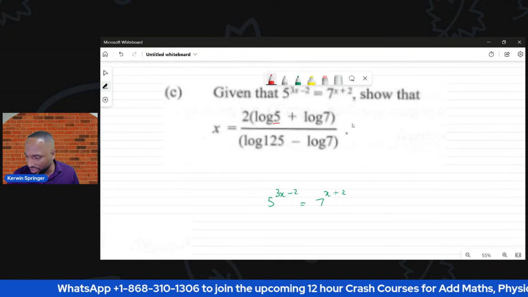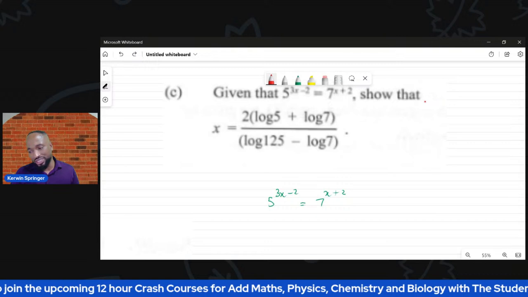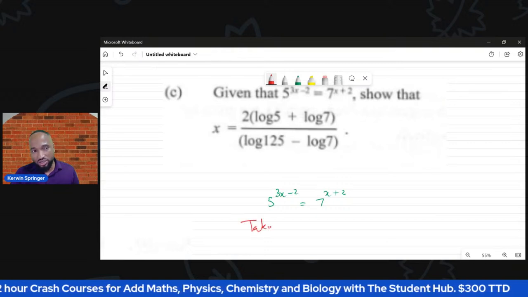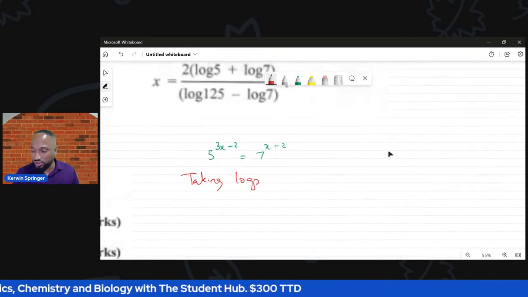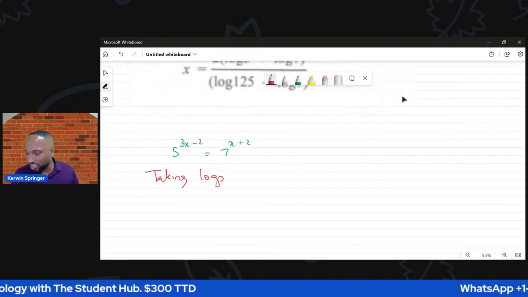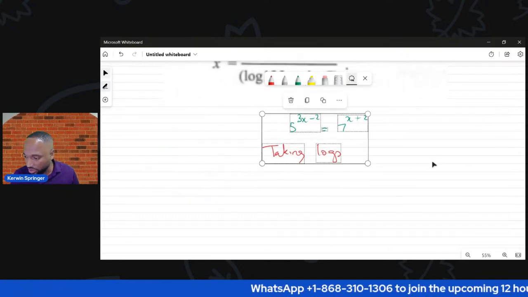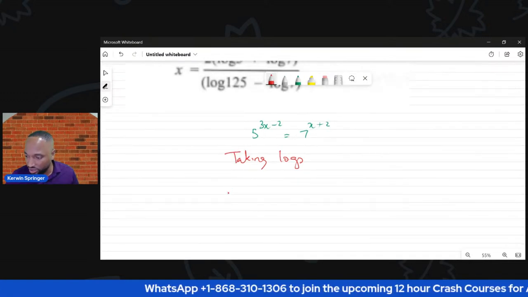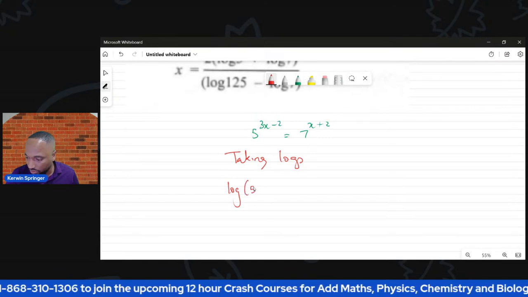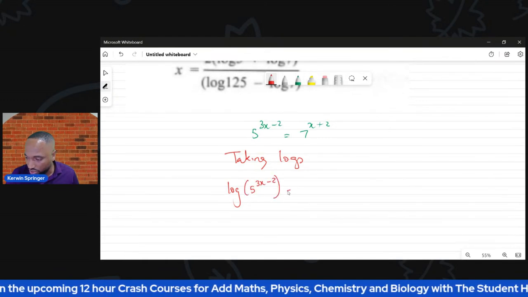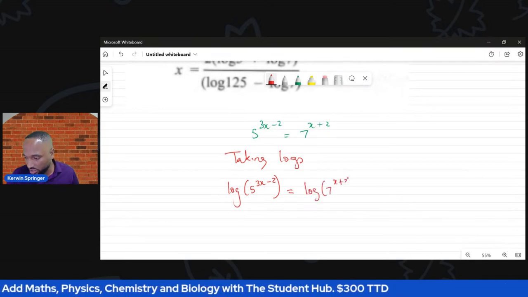Based on this 5 and this 7, I am thinking that we should just immediately take logs. Taking logarithms. What logs? They didn't specify any base, so we can just proceed with confidence. I'm going to move this across a little bit. If we take logs, we'll have log of 5 to the power of 3x minus 2 is equal to log of 7 to the power of x plus 2.